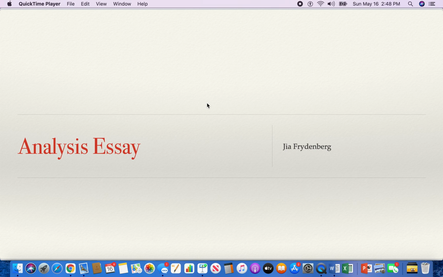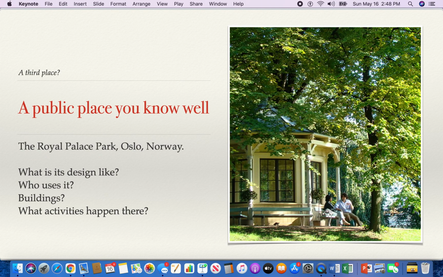This assignment is an analysis essay of a place that you know well, a public place that you know well. So let's take a look at it and see how to write such a thing. It's about a public place. Whether it's a third place, you can decide based on the readings in your textbook. I decided to pick the Royal Palace Park in Oslo, Norway.